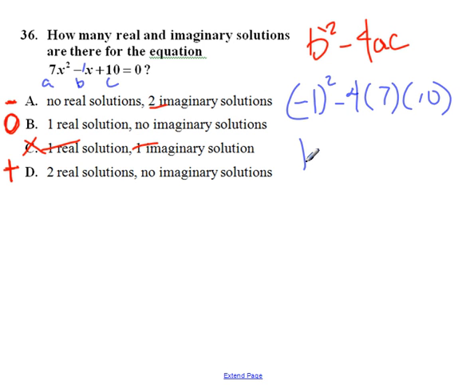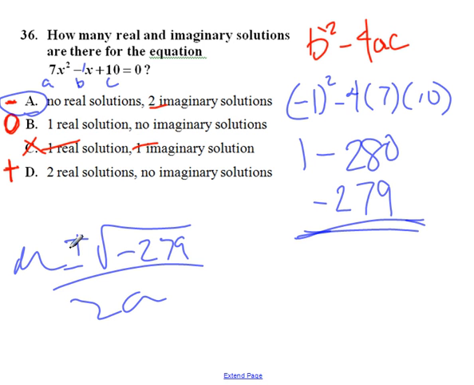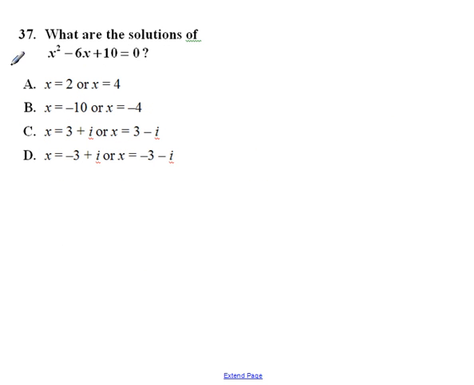Negative 1 squared gives me 1 minus, well, 4 times 7 times 10. 4 times 7 is 28, times 10, so we've got 280. And yeah, that gives me negative 279. That's a big negative number. And since it's negative, we're going with imaginary solutions. The reason why, again, is that we've got our plus or minus square root of negative 279 all over 2a going on. So whatever out here, this is going to make i happen, and thus imaginations run wild.